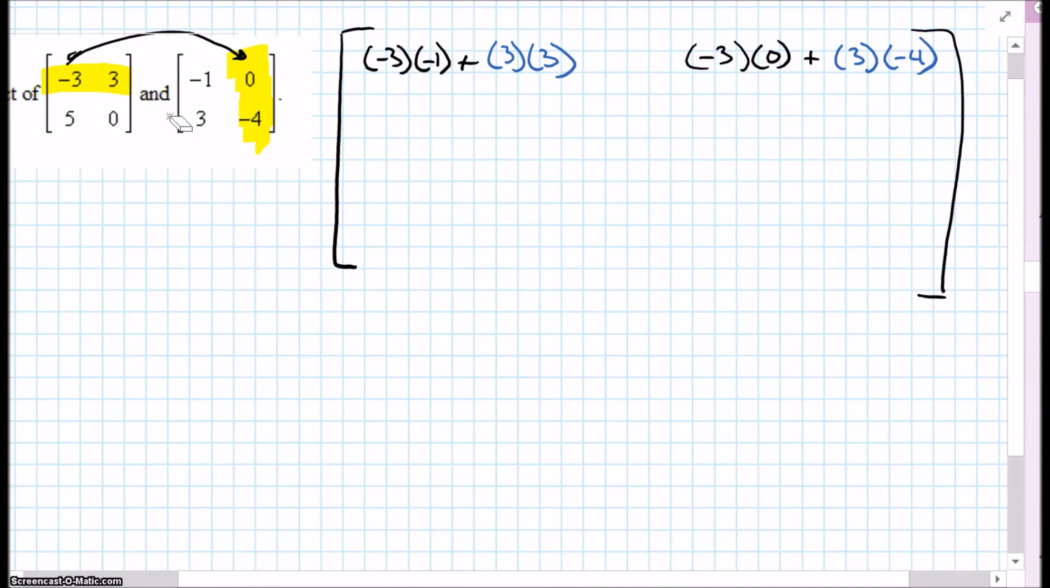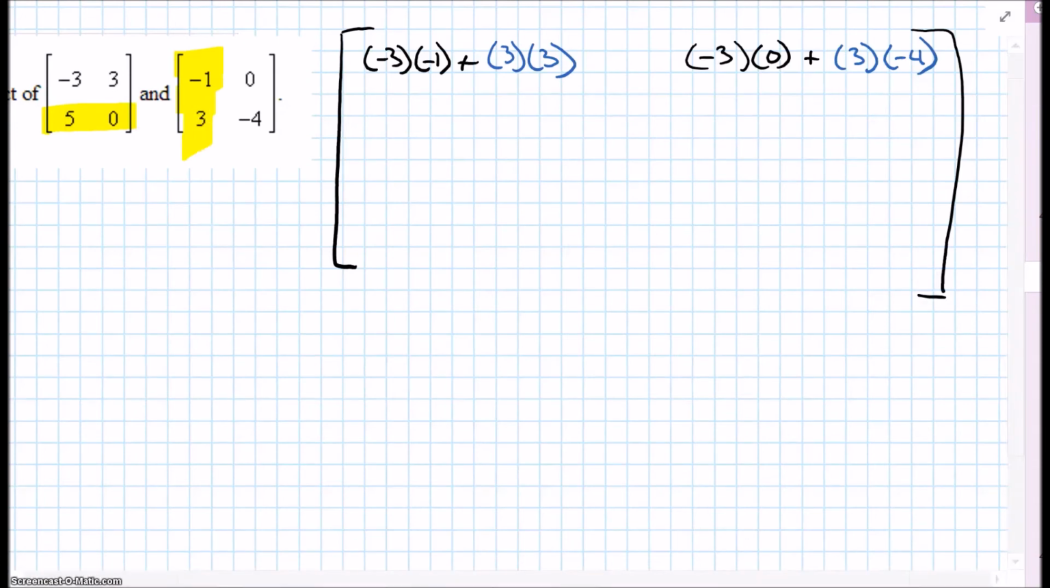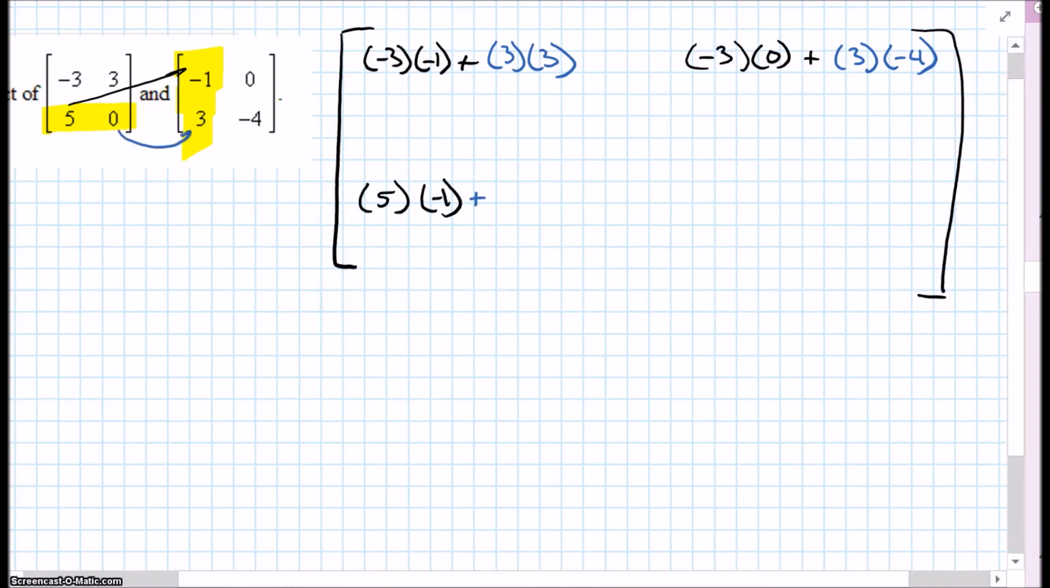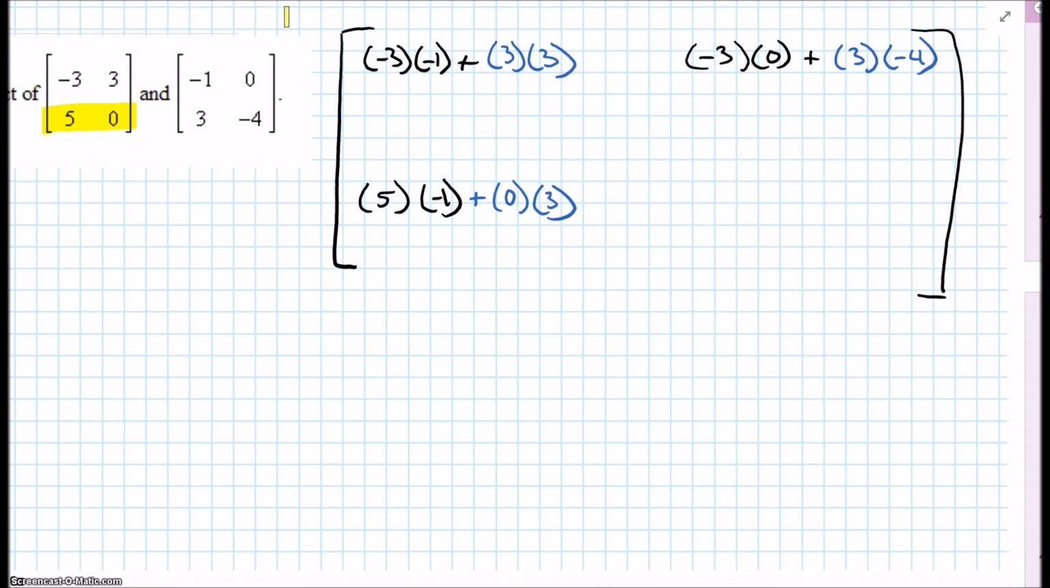Okay, there's no more columns left in the last matrix, so now we'll go second row, first column. We'll multiply matching elements, so that's going to be 5 times negative 1 plus 0 times 3. Now we go second row, second column.